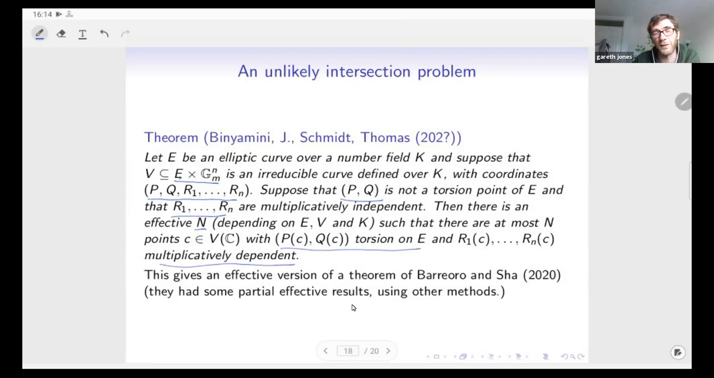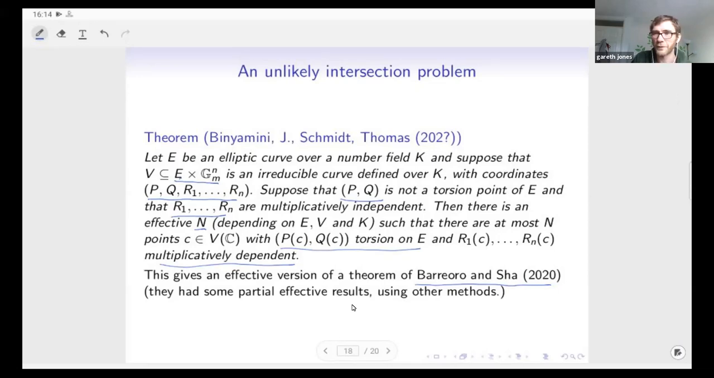So this is a very special case of something called the Zilber-Pink conjecture, and it's effective. So Bays and Zannier in 2020 proved this without the effectivity. So they had some partial effective results using completely different methods, but the only ineffective part of their proof is an application of the Pila-Wilkie theorem. And because all of the functions involved are Pfaffian, we can make that application of Pila-Wilkie effective, and then we get effectivity in their result.